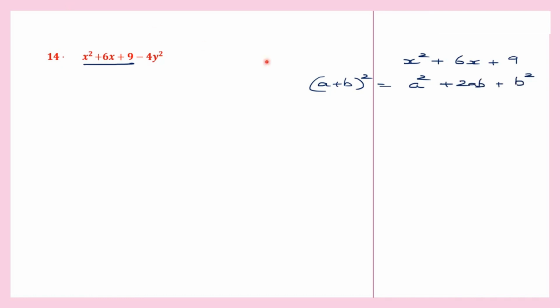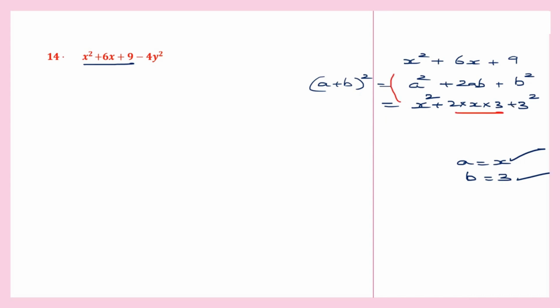Now here, a is x, so we can write it here. So this is x square. So a square means x square. Now b square is 9. So what is the square root of 9? Square root of 9 is 3. So we can write 3 square. That means a is x and b is 3. So here we can write 2ab, that means 2 into a is x into b, and b is 3.